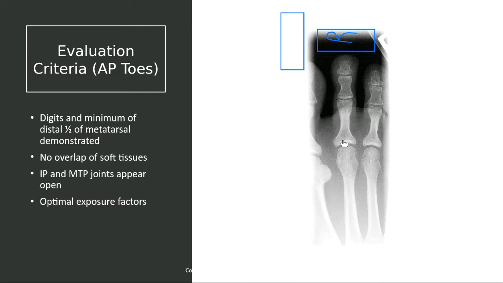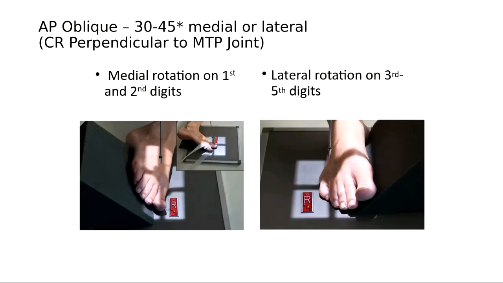Perfect, which means that either the toes were put on the proper degree obliquity sponge or the central ray was angled appropriately. And the exposure factors are definitely optimal. Then we do an oblique of the toes.